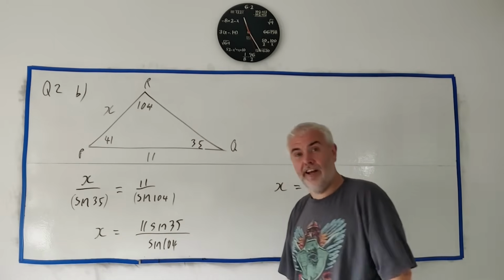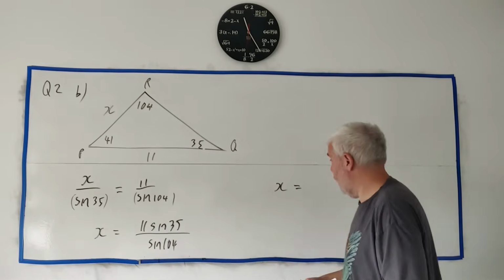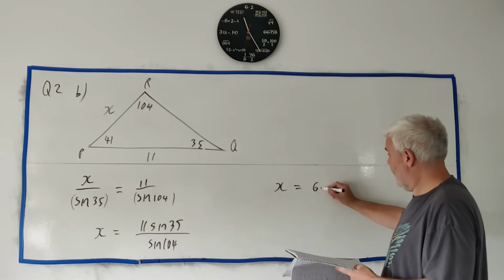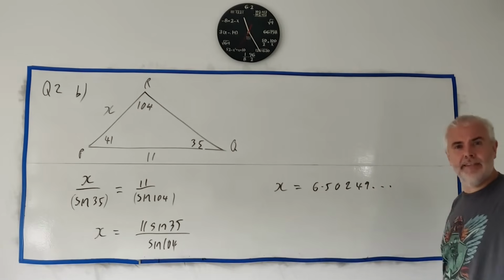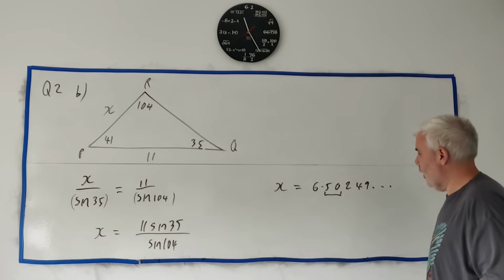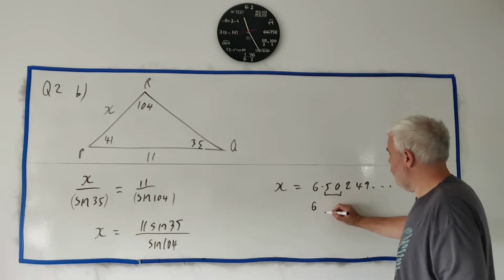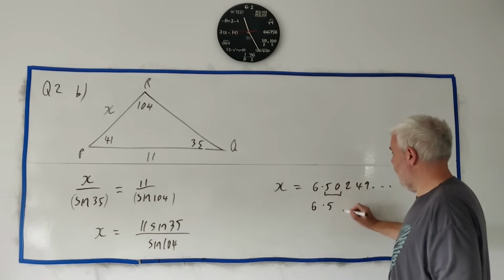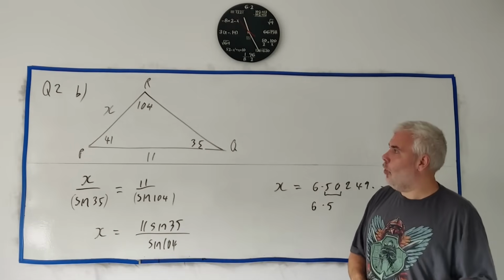Put all of this in the calculator in one go. Be careful when you're doing things like that, but you can put it all in one go. You will get the answer 6.50249. They wanted one decimal place, so they want this guy. Have a look after it. 50 is definitely closer to 50 than 60, so we have 6.5 as our final answer. And that's it for question 2.